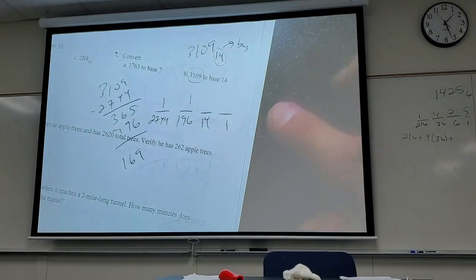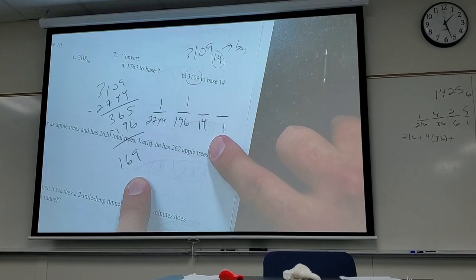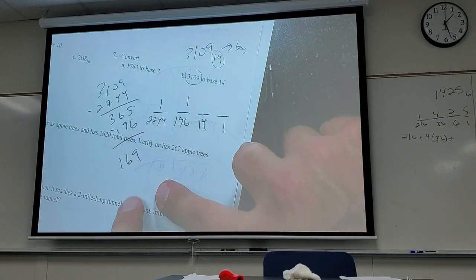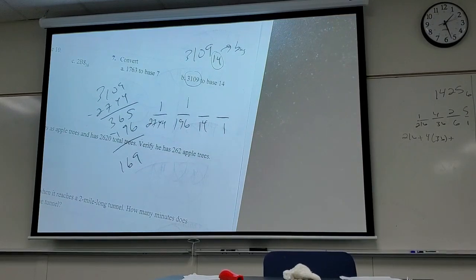That's easy. Okay. And then what would I do? 14 into that, so I just keep going. How much does this place take care of what's left? How much does the next place take care of what's left? Each time you go, the number you put down can't be equal to or bigger than the base. That tells you made a mistake.